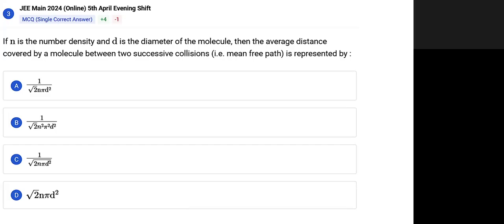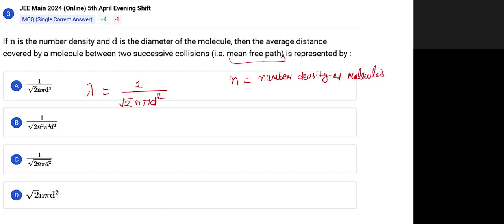Okay, now look: if n is the number density and d is the diameter of molecules, then the average distance covered by a molecule between two successive collisions, and what do we call this average distance, the mean free path, is represented by lambda. For any gas it is given by 1 upon root 2 n pi d², where n is the number density of the molecules and d is the diameter of the molecules. Okay?